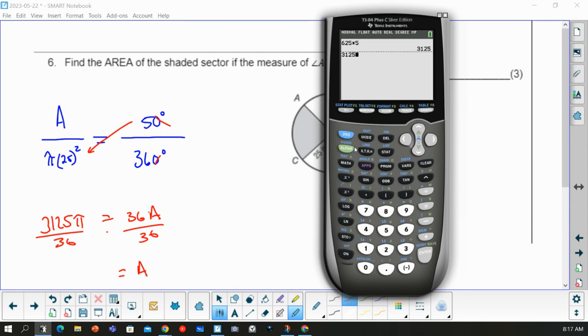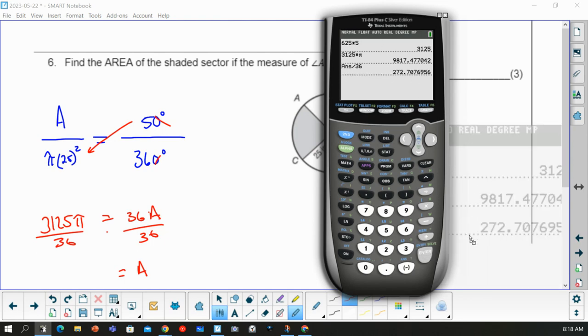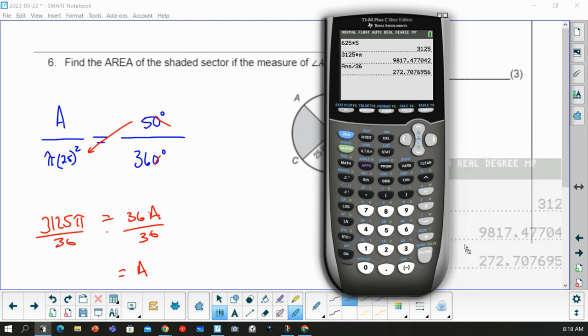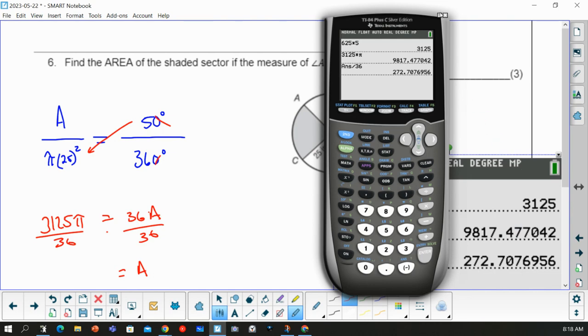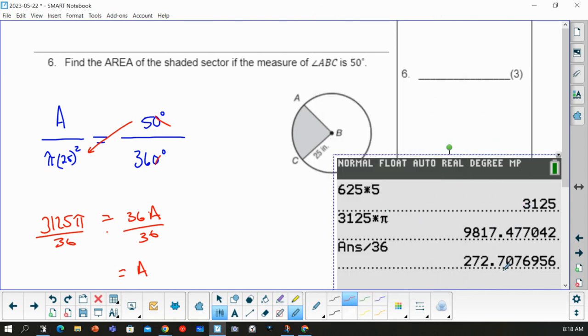3,125 times pi and then divided by 36. There we go. Minimize my calculator. So there's the math that I did.